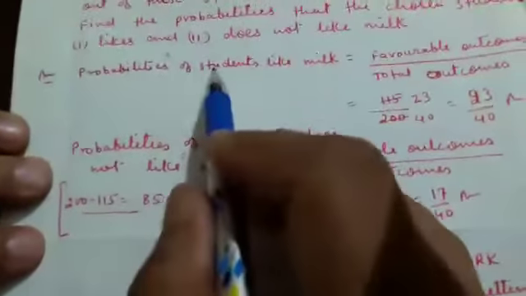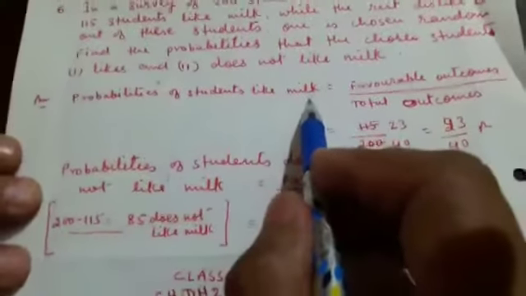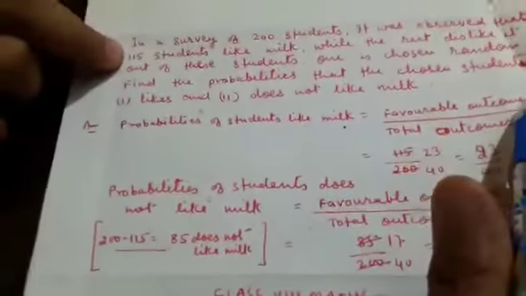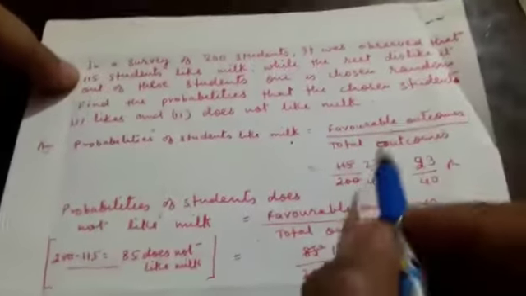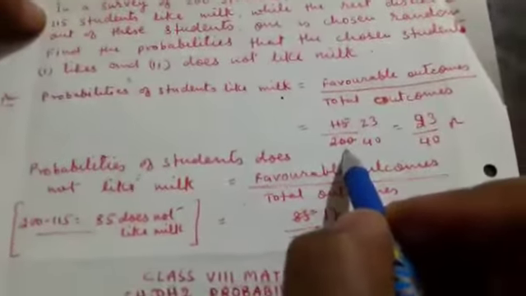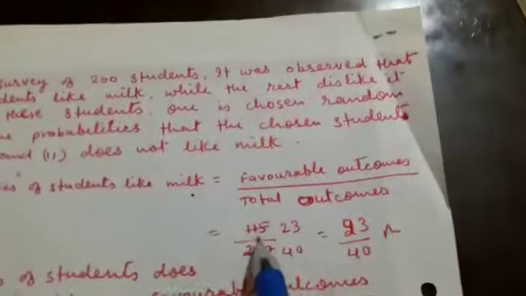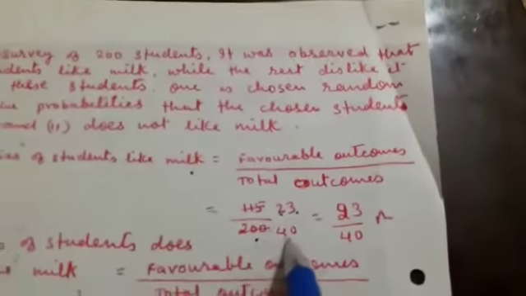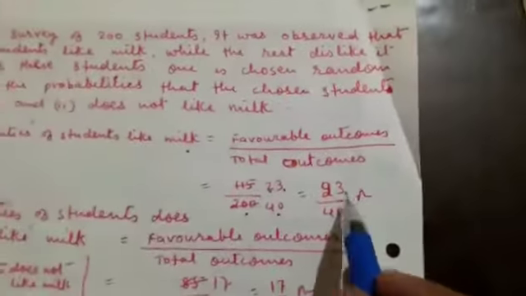Let us find out. First part, probability of a student who likes milk. How many students like milk? 115 students like milk. So favorable outcomes of a student who likes milk is 115 upon total outcomes 200. Now children, we will divide both the numerator and denominator by 5. 5 2s are 10, 5 3s are 15, 5 40s are 200. So 23 upon 40 will be our answer.